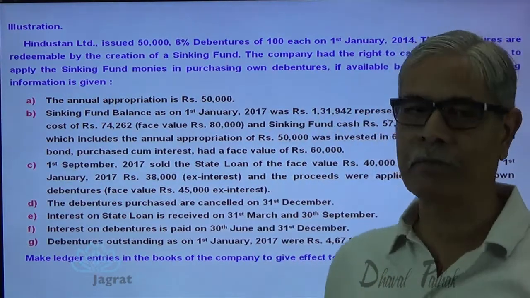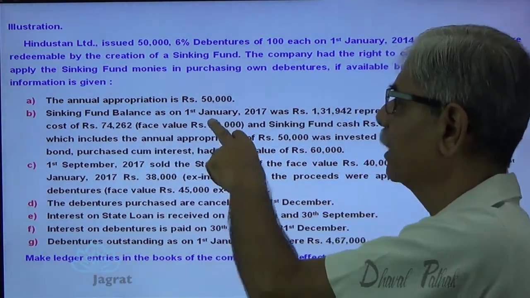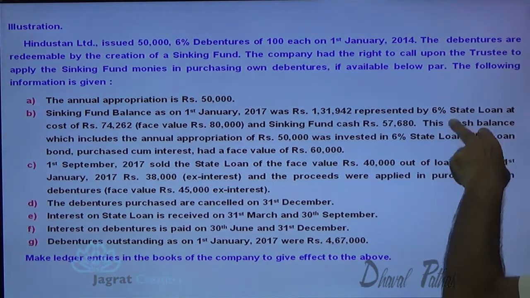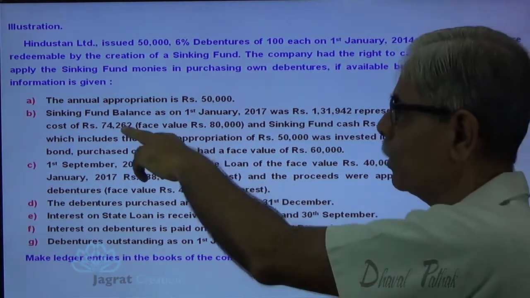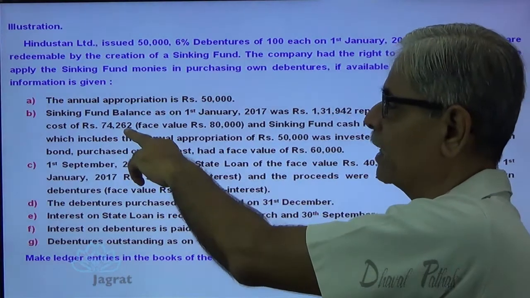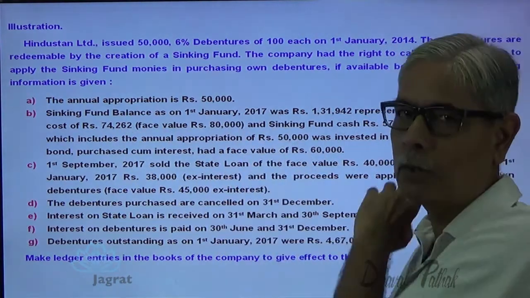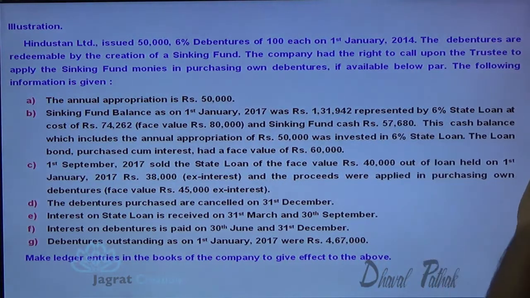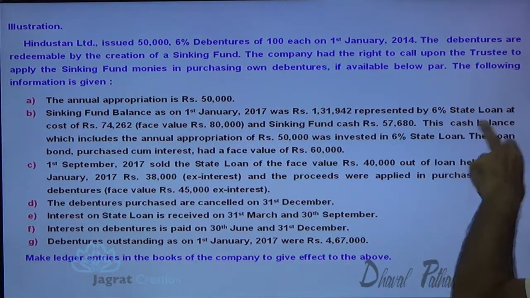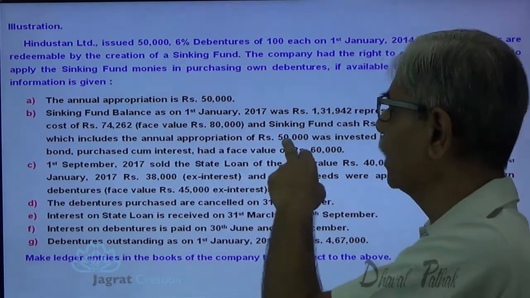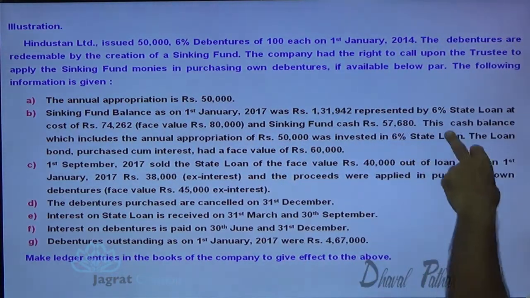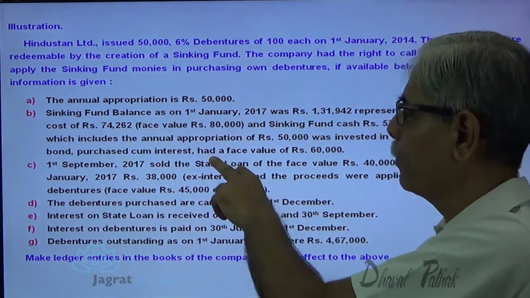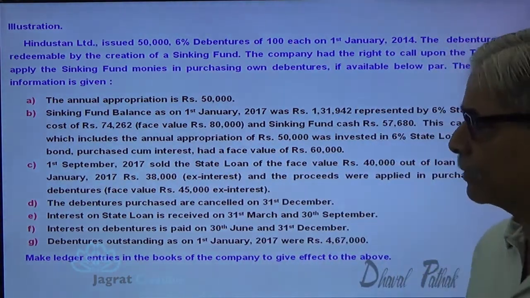Annual appropriation 50,000. Sinking fund balance as on 1st of January 1,31,942 represented by 6% state loan. 74,262 is the purchase price of face value of loan 80,000, and there is a sinking fund cash balance of 57,680. The cash balance, which includes the annual appropriation of 50,000, was invested in 6% loan. The loan bond was purchased cum interest, had a face value of 60,000.